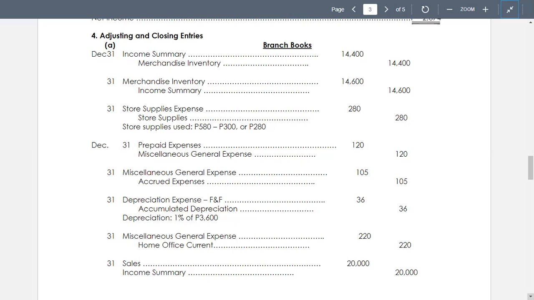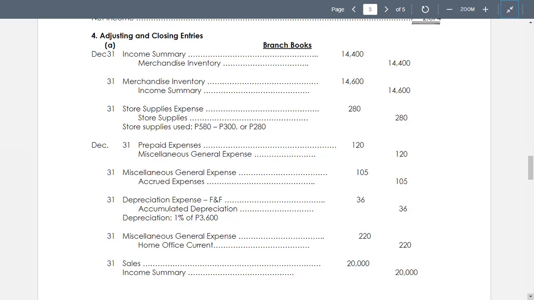For the branch books, we have the following adjusting and closing entries. The first one is to close the merchandise inventory beginning of the branch. In the trial balance, under the column branch, inventory on December 1 is 14,400, and we have to close this by a debit to income summary and credit merchandise inventory. So the account merchandise inventory for its beginning balance is already closed.